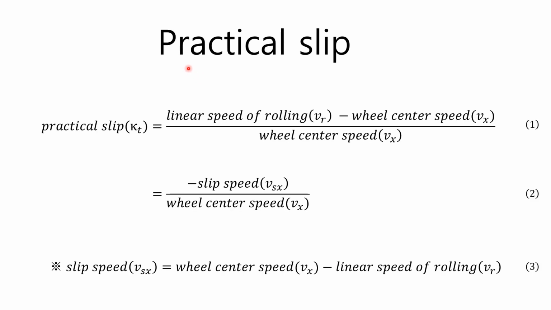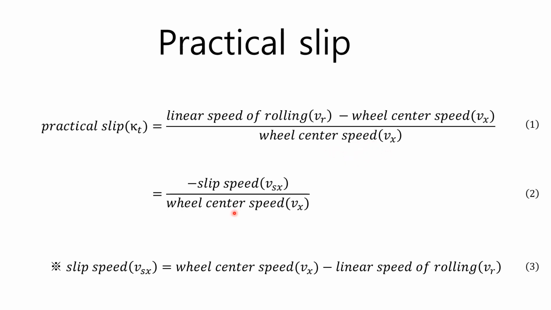Let's review the practical slip. Two important speeds for calculating the practical slip are the wheel center speed Vx and the linear speed of rolling Vr. Vx is the speed at which the wheel center actually moves along the horizontal x-axis, and Vr is the linear speed of rolling. The practical slip is defined as in equation 1 based on the wheel center speed Vx.